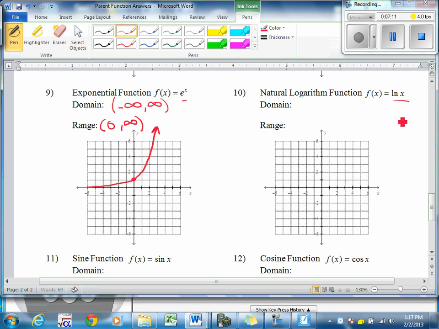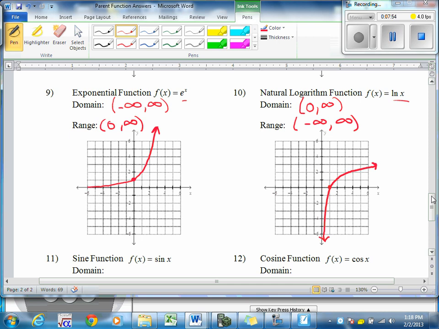Natural log, also on the calculator. This goes through the point 1, 0. Once again, comes up and levels off. This never gets to the y-axis. So my domain is from 0 to infinity. I can't put 0 into natural log. If you tried natural log of 0 on your calculator, you get an error. I can't put negatives into natural log. My range now is positive to negative infinity. It goes down forever, and it continues to go up forever.